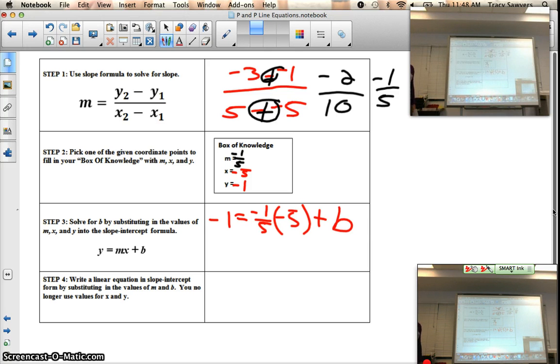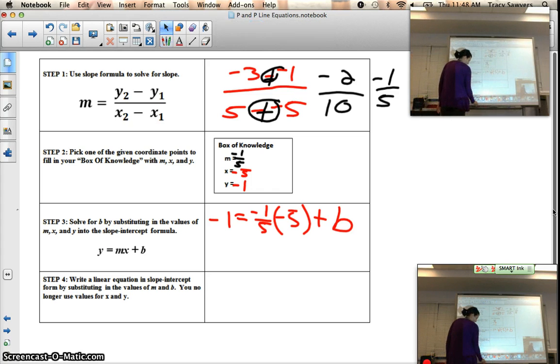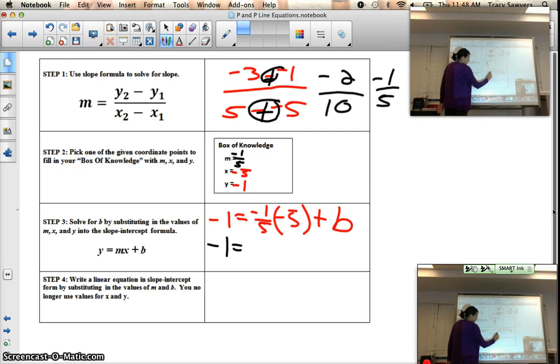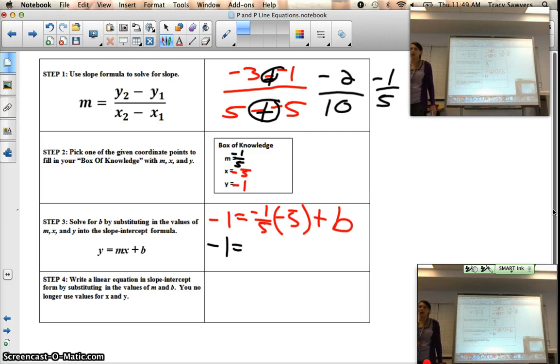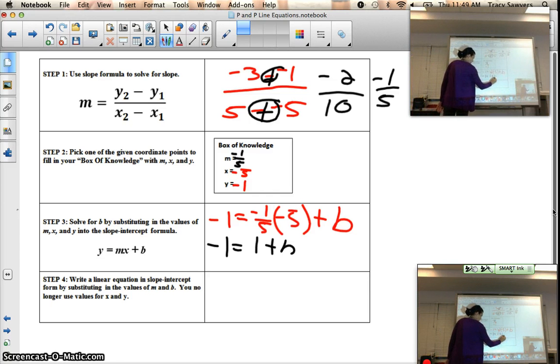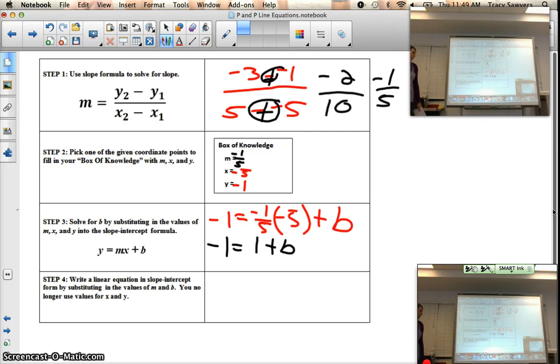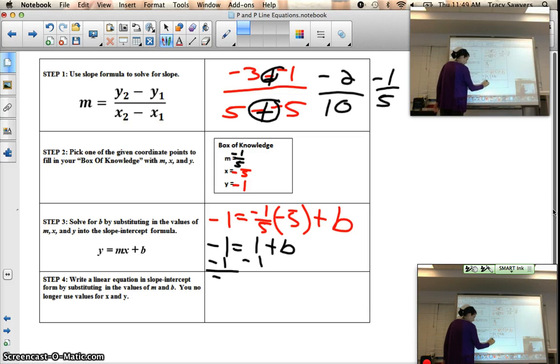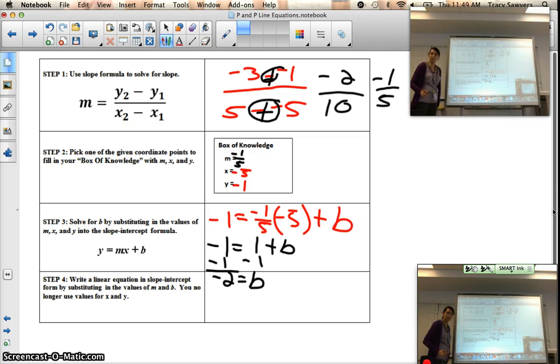Now we need to simplify, and I know that you guys are cringing right now because there's a fraction in there. It's not that bad. Okay. -1 equals -1/5 times -5, +1 plus b. Good. Subtract 1 from both sides. B equals -2. All we did was solve for b.